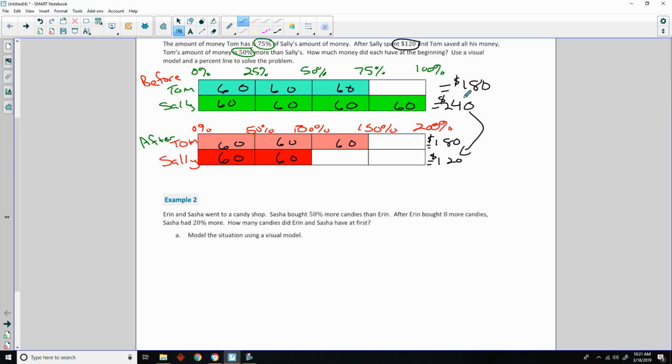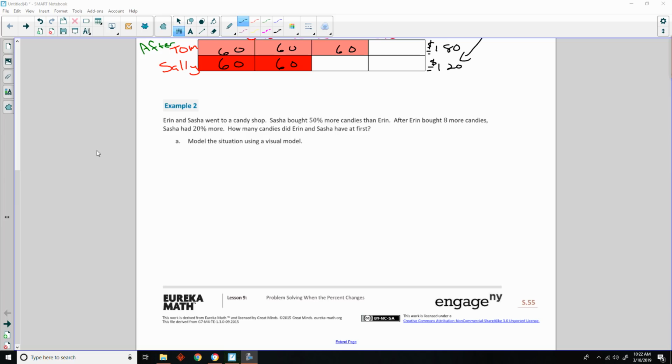So 180 is 75% of 240, but 180 is 150% of 120. So the answer is, what does the question ask? How much money did each have at the beginning? Well, there's our answer. She had $240, he had 180. Okay, let's try this one more time.